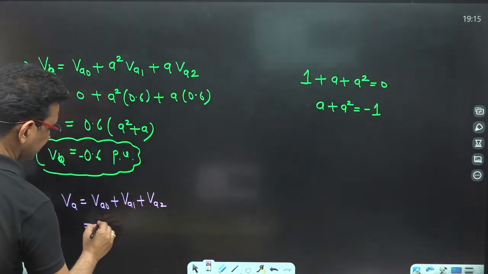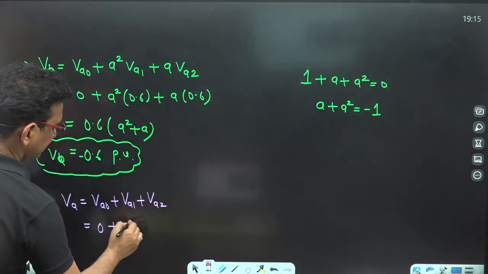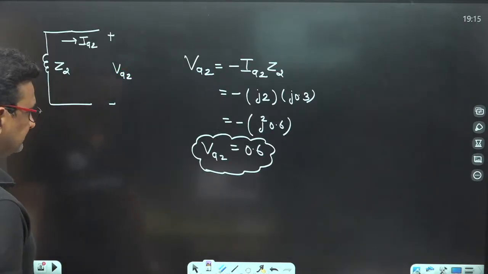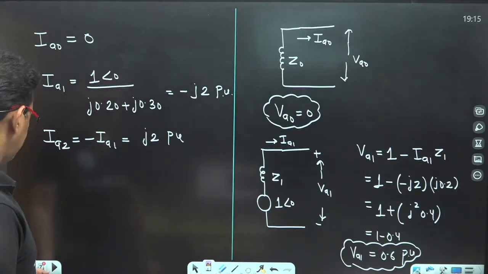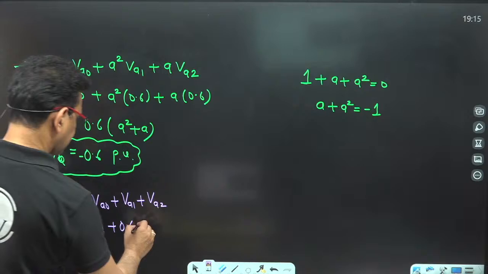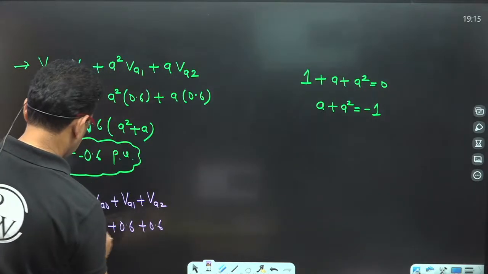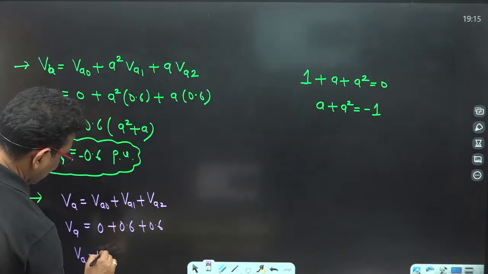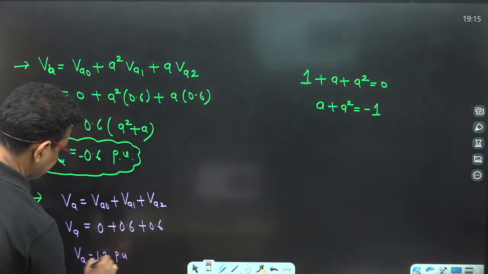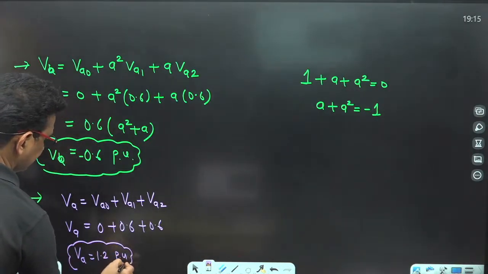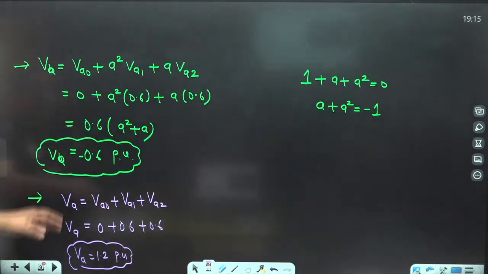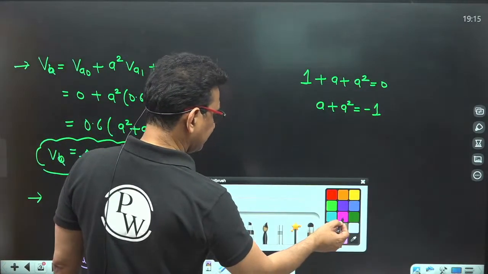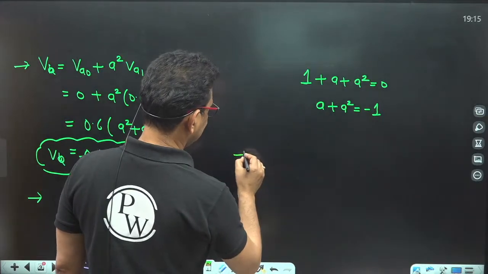So VA0 is the 0, and VA1 and VA2 are 0.6 each. So VA is 1.2 pu. So VA and VB we got. Now just find out the value of VC.